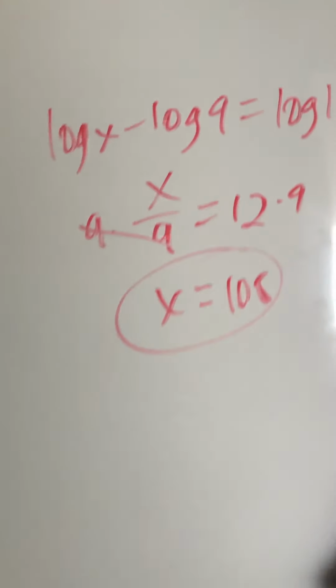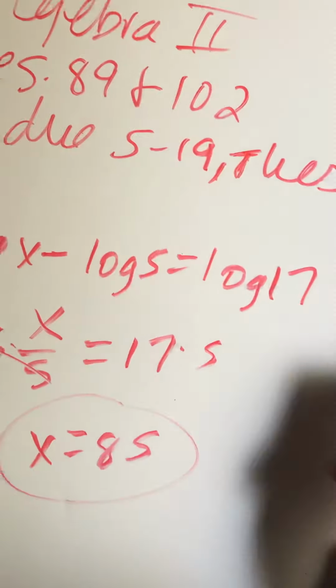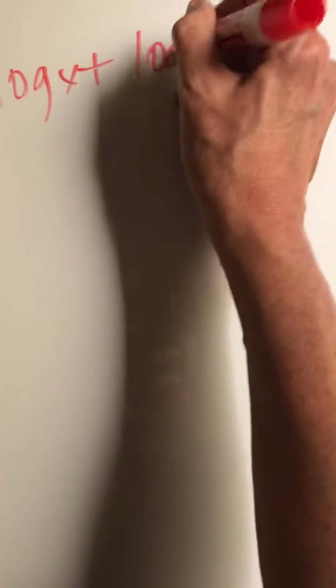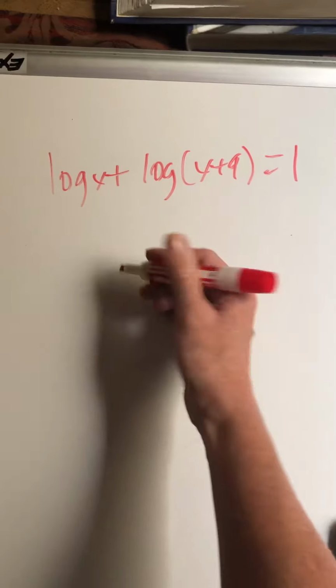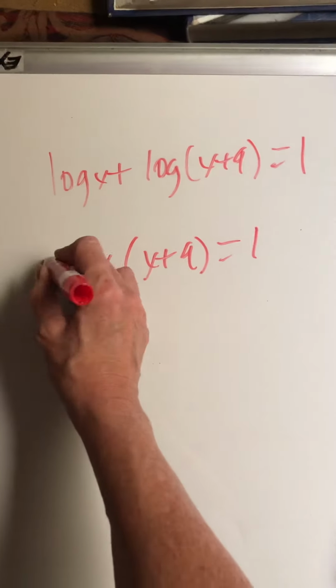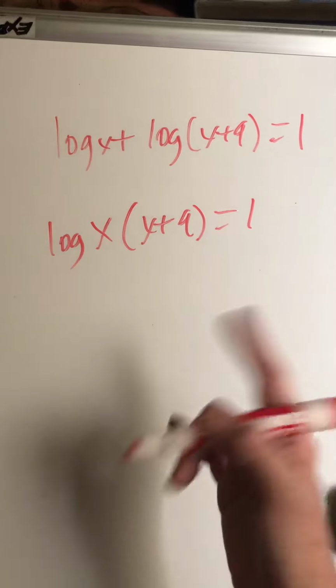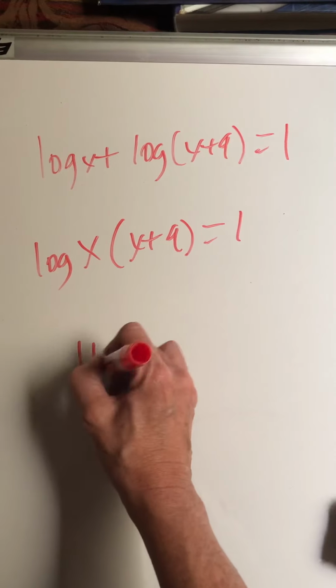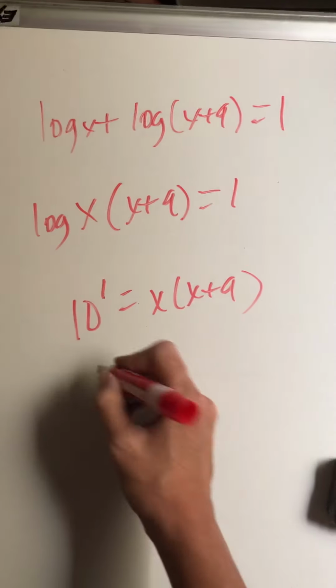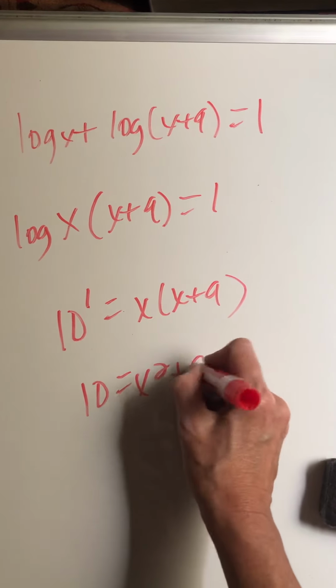Then there are times you're going to see something where there's not a log on everything. So for example, you're going to see log x plus log (x plus 9) equals 1. So you follow your properties of logarithms on this side. So x times (x plus 9) equals 1. So this is like a log now. Now write it exponentially. So 10 to the first equals x times (x plus 9). It's the easiest way to do that. So then you've got 10 equals x squared plus 9x.